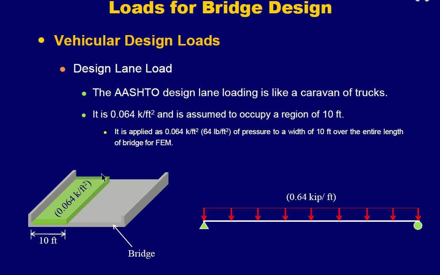So this is the bridge on which the lane load is applied, and the width of the lane is taken as 10 feet. With the length of the bridge, for example 100 feet, 10 into 100 is 1000 square feet area of bridge, and on this 1000 square feet the load of 0.064 kip per square feet is applied. So in order to calculate the load on the entire area, you just multiply it with 1000, and you will get 64 kip of load applied on this area, right?